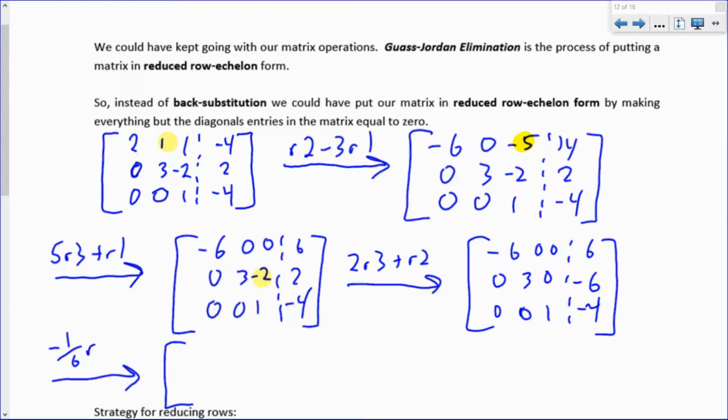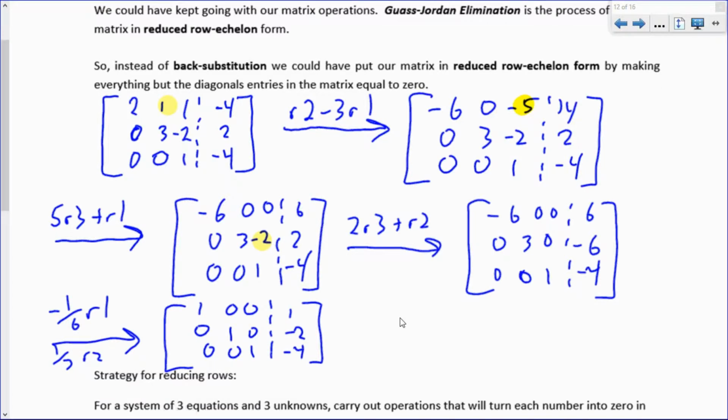-1/6 times row 1. And that's going to give me 1, 0, 0, 1. And I'm also going to do 1/3 of row 2. And that will give me 0, 1, 0, -2, 0, 0, 1, -4. Do you notice what I've got now? Rather than needing to back substitute, I can actually just look. Each equation just gives me an answer.